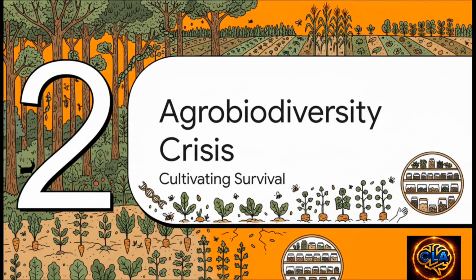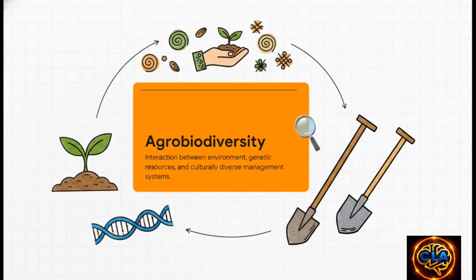Section 2. The Agrobiodiversity Crisis. Cultivating Survival. Okay, zooming in from those wild, untouched forests to human-managed land, we step into the deeply fragile world of agrobiodiversity. This is officially defined as the interaction between the environment, genetic resources, and culturally diversified management systems. Now, what's absolutely fascinating here, and something you should definitely note down, is the inclusion of human culture. Traditional farming knowledge is actually a foundational biological part of this diversity. Without that human element, this unique biodiversity literally ceases to exist.